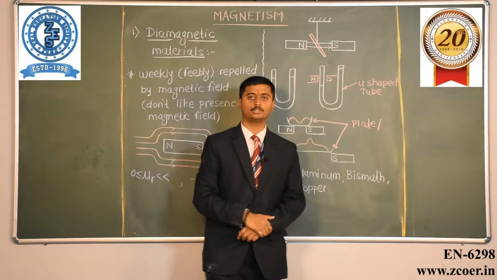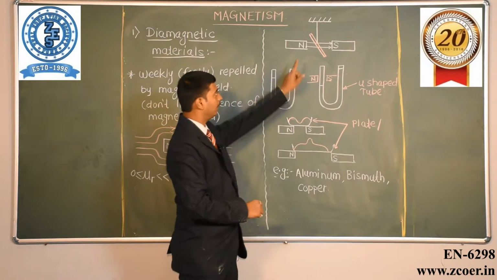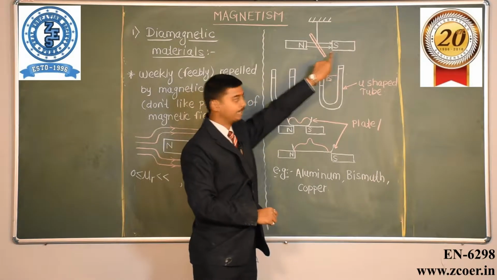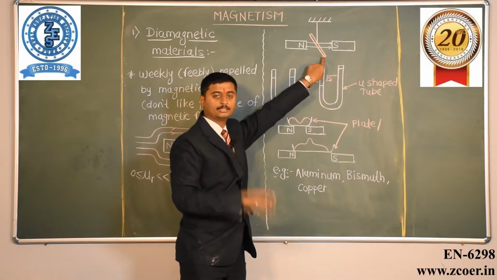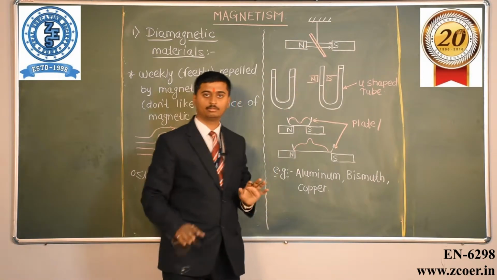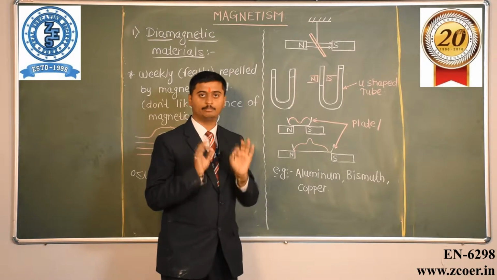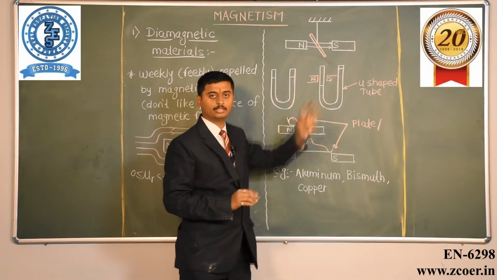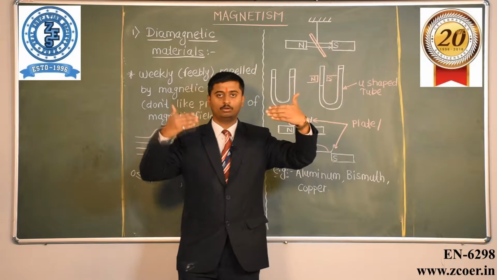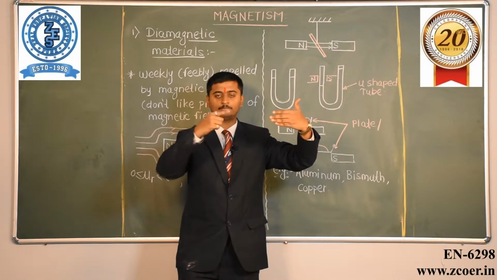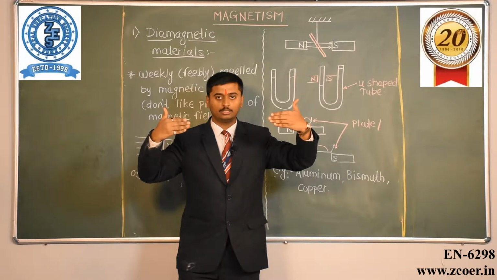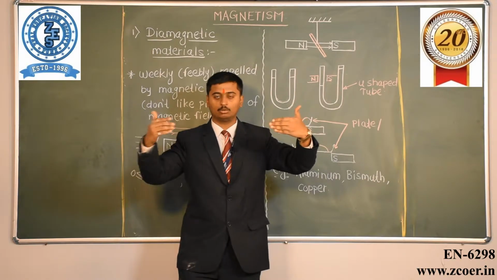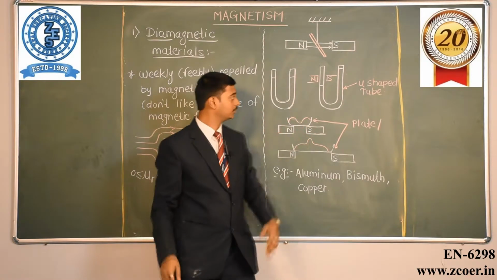Now let us see the properties of diamagnetic material. Consider the first example. Here two magnets are placed, north pole and south pole, and suppose a rod of diamagnetic material is suspended in between these two magnets. What will happen? As they don't like the presence of a magnetic field, it will align itself in the east and west direction. Suppose this is north pole, this is south pole, and the rod is present in between. As soon as the field is applied, it will align in this direction. This is north, this is south, so it will align in the east and west direction.